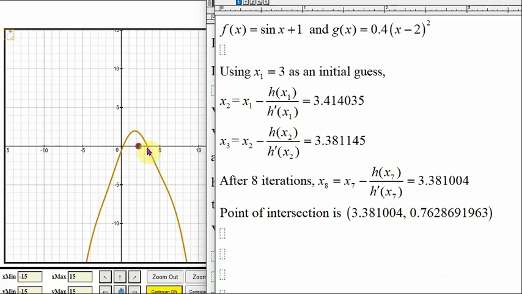Similarly, to find this other x-intercept, we'll use the initial guess of 3, and using the Newton's method formula right here, x sub 2 will be 3.414035, and then x sub 3 will be 3.381144. And then after 8 iterations, we'll get 3.3810.